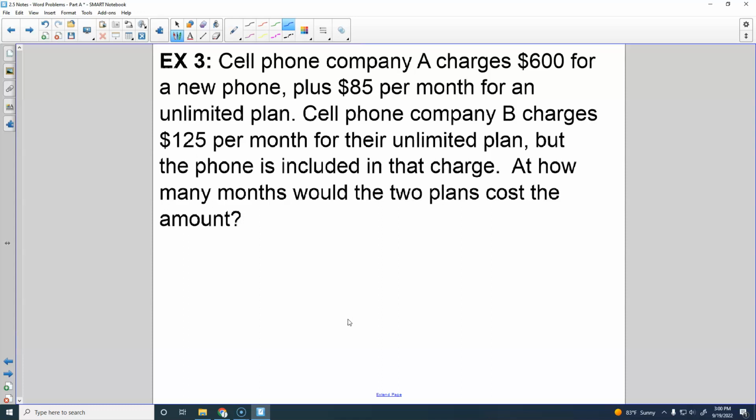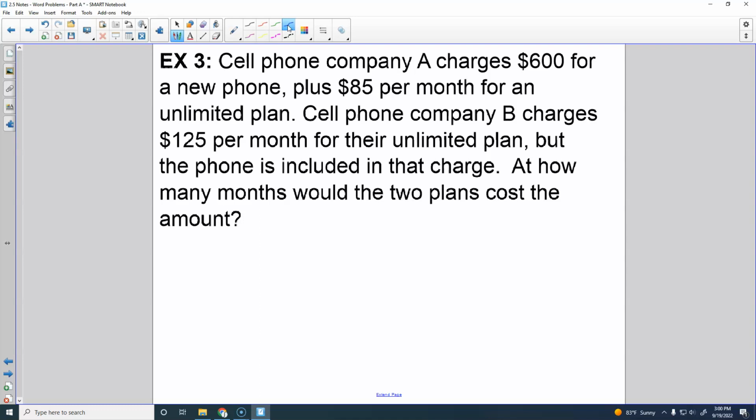Let's assume this is the same phone, right? Because otherwise, that might make a difference in your decision. If the included phone is a really bad phone, you might not even really want it. It's not what you're wanting. So we want to know at how many months would the two plans cost the same?